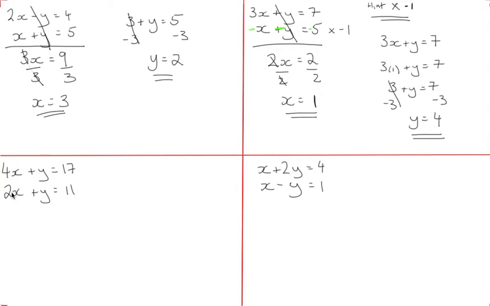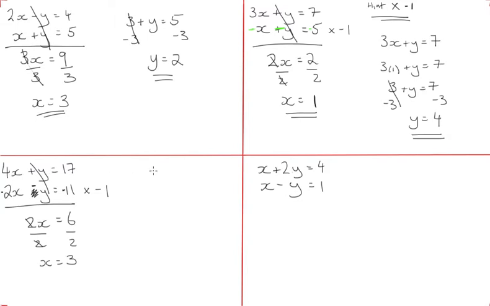Now, I'm going to have a look here, and I'm going to say, oh, plus y. So I'll multiply this bottom equation by minus 1. And that will turn that into a minus, that will turn that into a minus, and that will turn that into a minus. And then these cancel. I'll put a line underneath. 4x minus 2x is 2x. 17 minus 11 is 6. And then I divide both sides by 2. So we're left with x is equal to 6 divided by 2, which is 3.